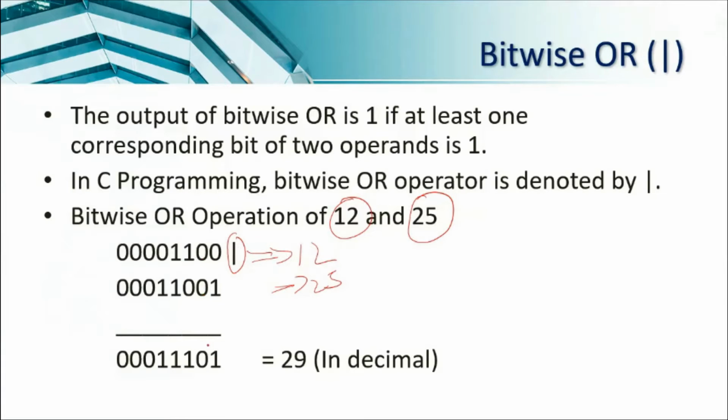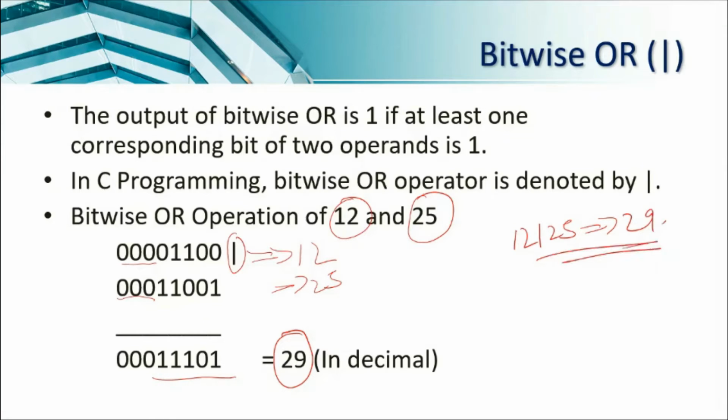0 or 0, so it is 0. None of them is 1. 1 or 0, so it is 1. 1 or 1, so it is again 1. 1 or 0, it is 1. The rest are all zeros, because here there are 3 zeros and here also there are 3 zeros. So those become 0. So 0, 0, 0, 1, 1, 1, 0, 1. So this is the representation of 29. So 12 OR 25 will result in 29.